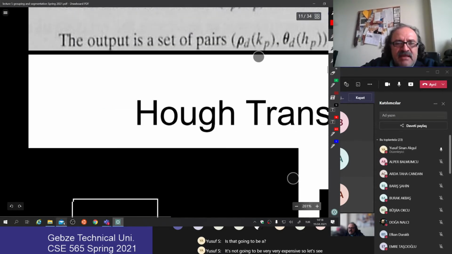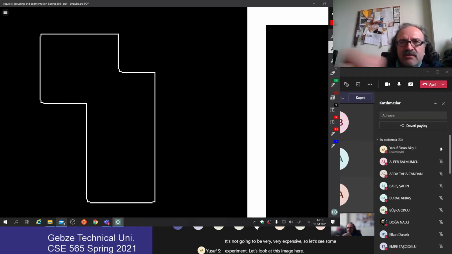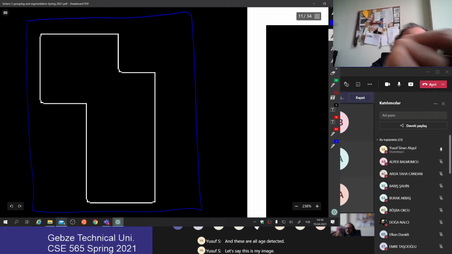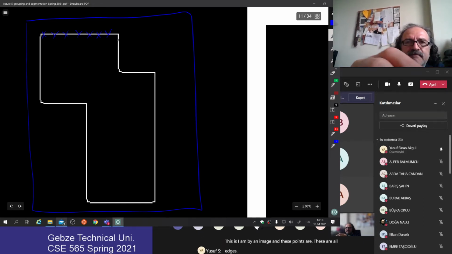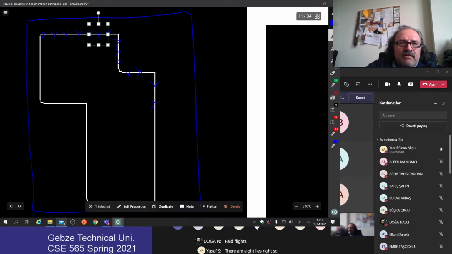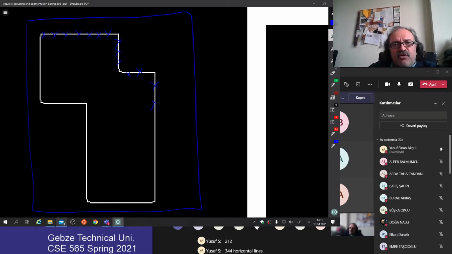So let's see some experiments. Let's look at this image here. Okay, this is our image, and these are all edge detected. Let's say this is my image, an m by n image, and these points are all edges. How many edges do I have? I don't know. How many lines are there in this picture? There are 8 lines, right? 4 horizontal lines and 4 vertical lines.